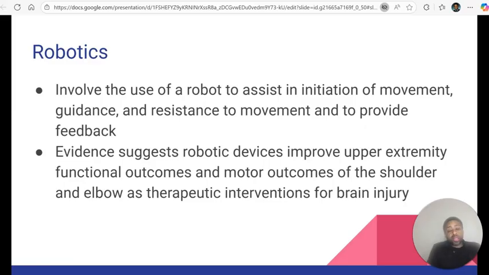Robotics: there are a lot of studies that looked at the effectiveness of robotics in helping motor recovery, with, of course, varying degrees of study quality and efficacy of the results. Now, there is evidence that suggests that robotic devices could improve motor recovery and functional outcome.